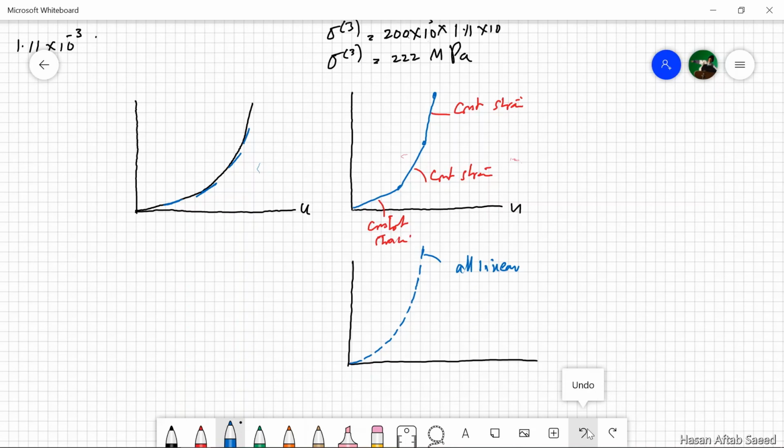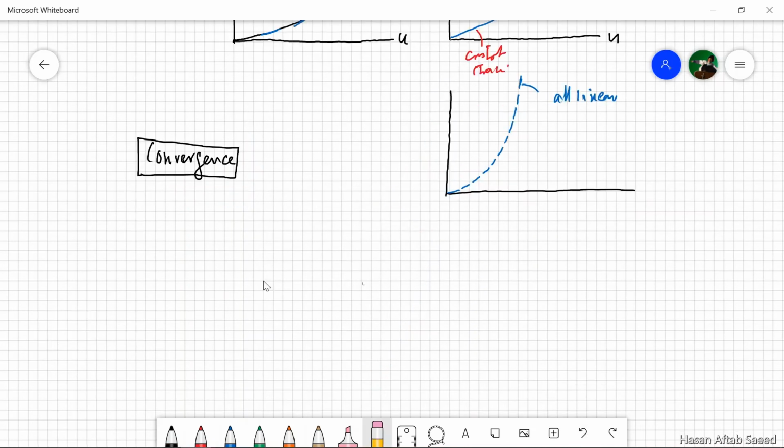But generally speaking, we don't know the exact solution. So what is to be done in that case? In that case, we go for something called convergence, and that is something that we'll discuss later on.